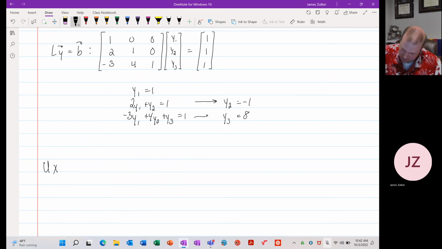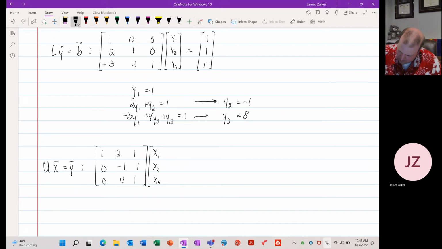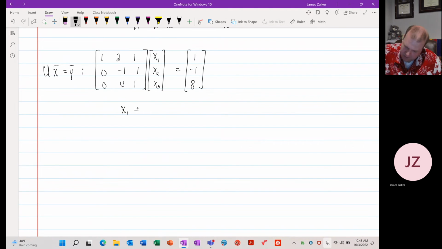Now, we set up the equation Ux equals y and solve for x. And that x vector is our solution vector, right? So U times x is equal to y, which we just found. This will give us x1 plus 2x2 plus x3 is 1. Negative x2 plus x3 is -1. And finally, x3 is 8.